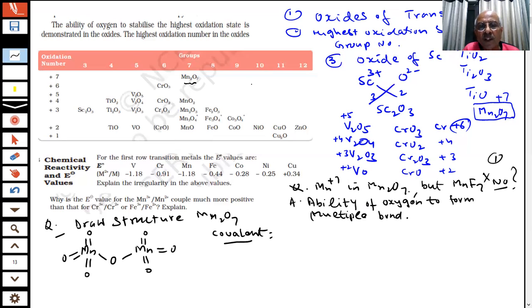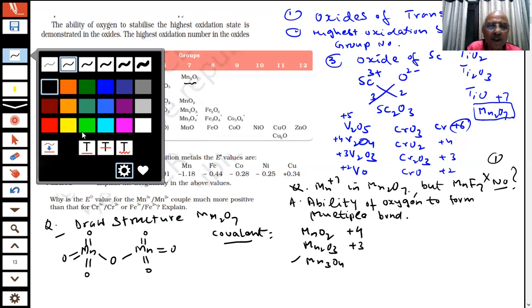Important thing. What is the oxidation state of manganese in MnO2? MnO2, plus 4. And in Mn2O3, plus 3. And in Mn3O4, it will be plus 3 only? How plus 3? Calculate. Important question for the paper. That's why I have taken it, student. Otherwise, I will not take it.